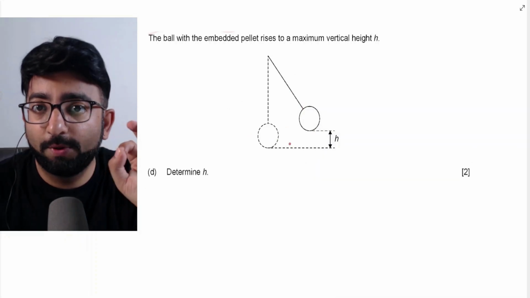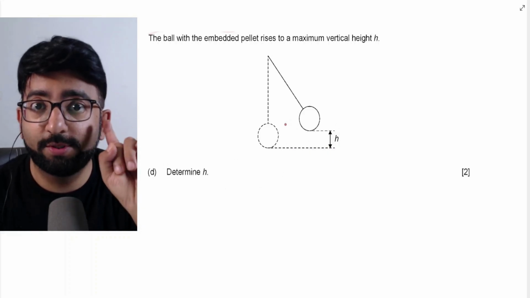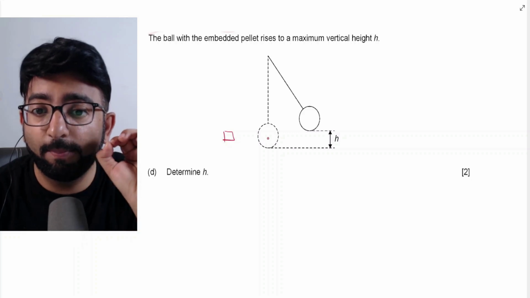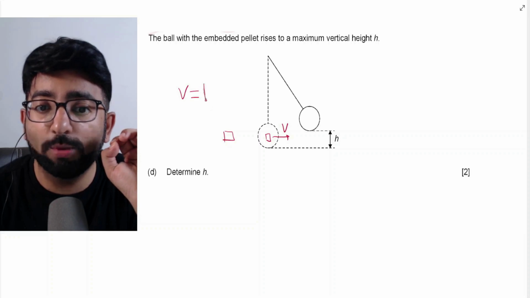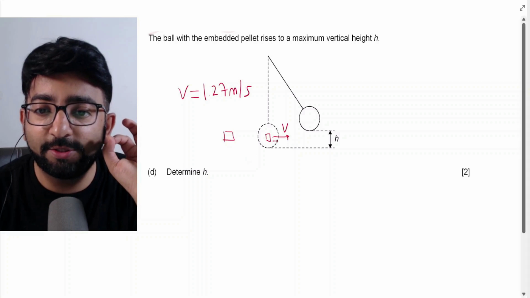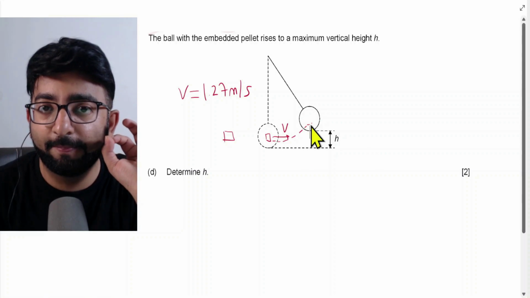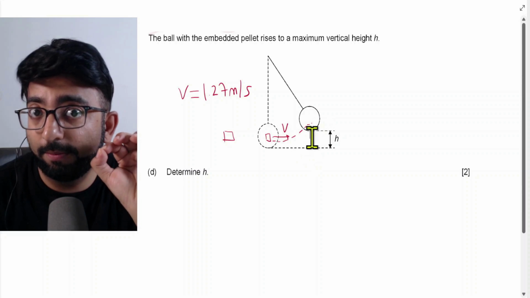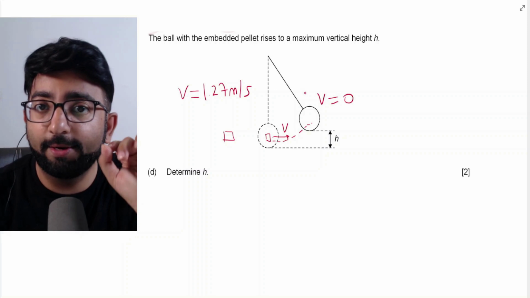Coming to part D of the question, we have to figure out the value of the height. So initially, we had deduced that once the pellet had gone into the ball, once it got embedded, then the ball-pellet system moved with a speed of v, and the value of that speed was 1.27 meters per second. And then the entire system moved in a circular arc until it reaches the maximum height. Now, at maximum height, we already know that the instantaneous speed of the system will be zero. So let us write, final speed of the ball at the topmost point will be zero.